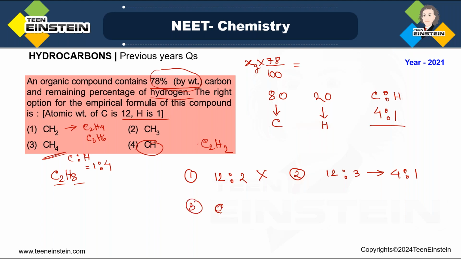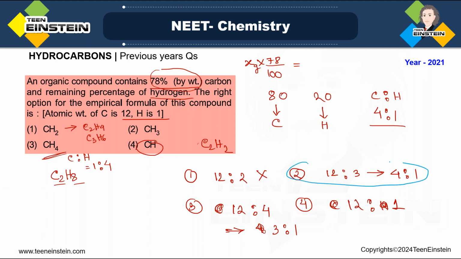We'll also check the others. Here we have 1 carbon and 4 hydrogen, so this is leading to 3:1. Right? Now, what about the last option? The last option is 1 carbon, 1 hydrogen, so it is 12:1. So taking care of all the factors, this should be the correct option. Right? So 78 is almost 80, this assumption you can make. CH3 is the empirical formula.